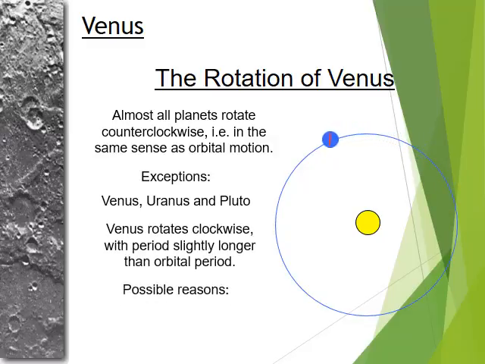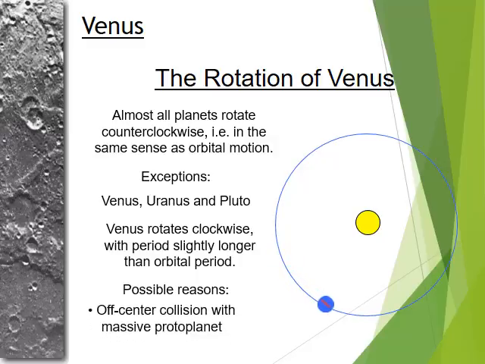The exact reason as to why Venus rotates clockwise, despite the fact that it orbits counterclockwise, is not actually known. But there is a possibility that it may have, somewhere along the line, really gotten clobbered by something which caused its rotation to change and to rotate clockwise versus counterclockwise.